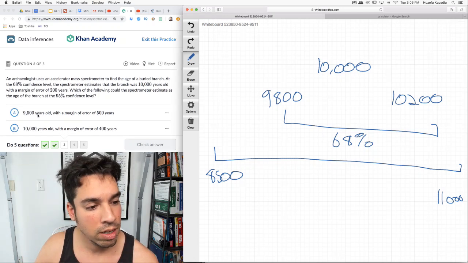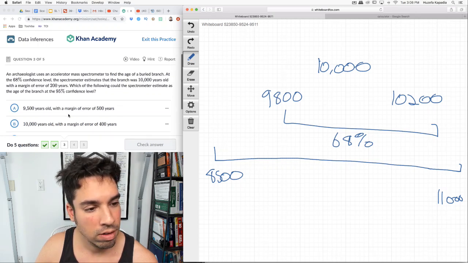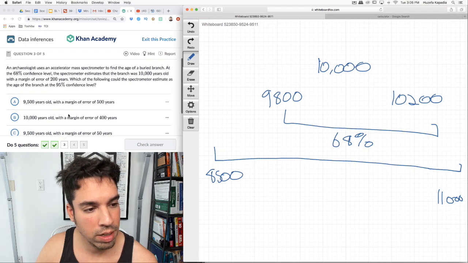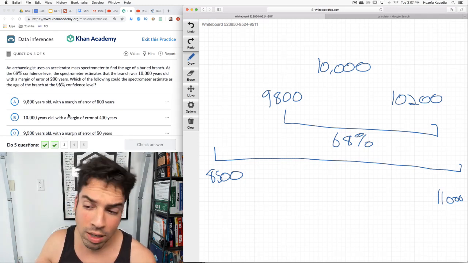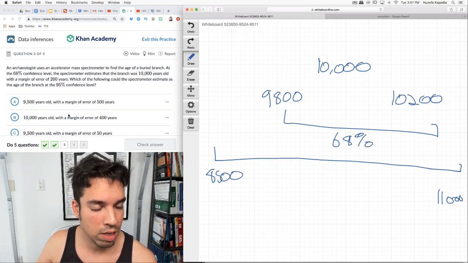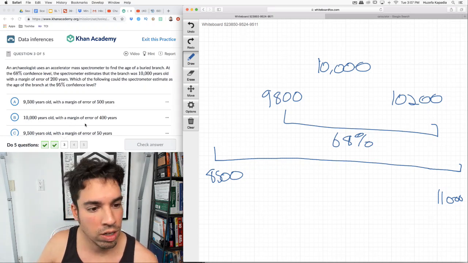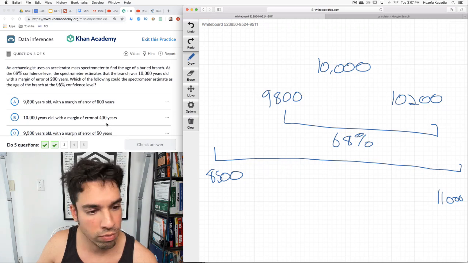So let's see, we got 9,500 with a margin of error of 500. That could work, actually. Hold on. See, because that would be 9,000 up to 10,000, so it's a bigger range of 1,000. But the problem is now we're clipping that 10,200. We're going below it. I don't know about that. I don't like that one. Next, 10,000 going up 400, down 400. This one's all right. It's the exact same value, but now we're increasing the margin of error from 200 to 400. So I like B.